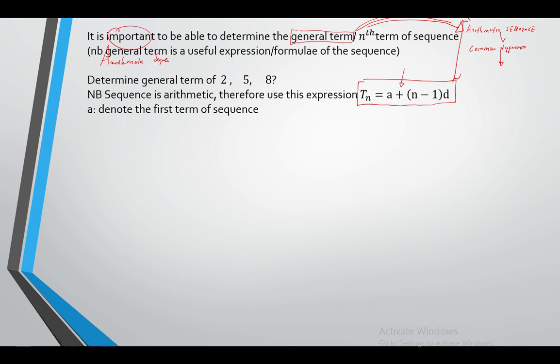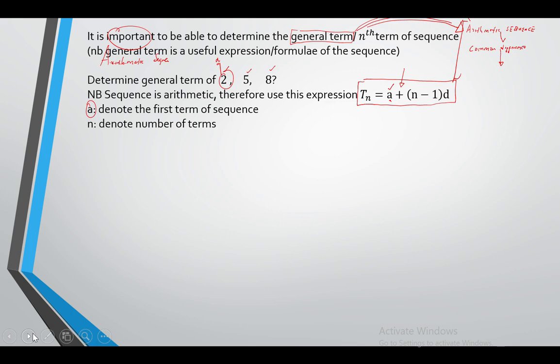The a on the formula denotes the first term. I was trying to explain the variables on the formula. This a that you see on the formula denotes the first term of the sequence. Remember, our sequence is 2, 5, 8. What is the first term of the sequence? When we go to the sequence, which number comes first? It is 2. So this 2 is a, the first term of the sequence.